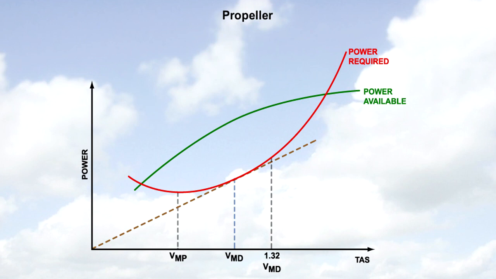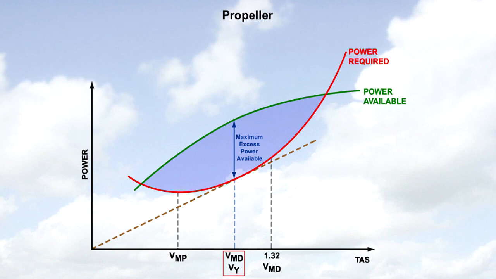Shown here is a graph of power available and power required for a typical light aircraft. On the graph, the greatest amount of excess power available will be found where the distance between the curves is at a maximum, as shown here. At any other speed, the excess power is less and the rate of climb less. As we've already learnt, Vy is the speed for the best rate of climb. For a propeller aeroplane, you'll notice that this speed occurs at Vmd.